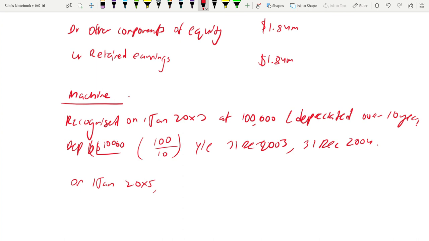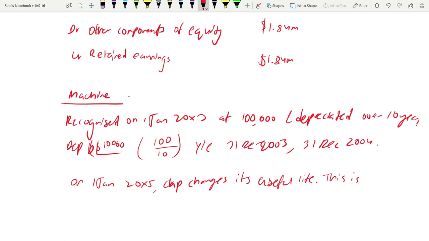Please write it in your answer. CAP changes its estimate. Changes its useful life. So you have to talk about it. What does this change in useful life mean? This is a change in accounting estimate. This you have to write, whether it's a policy, whether it's an estimate, whether it's an error. This is not an error.